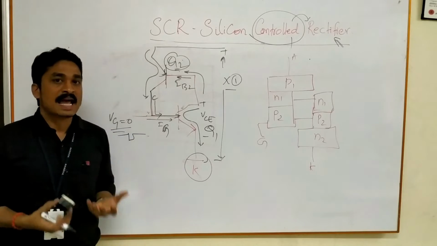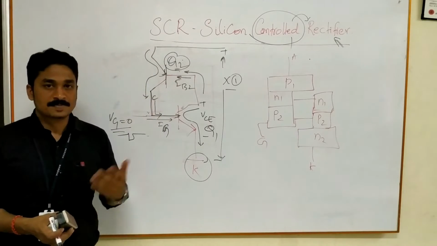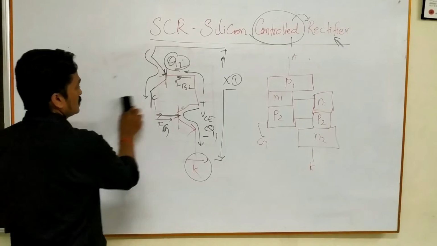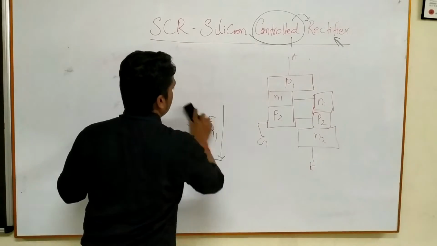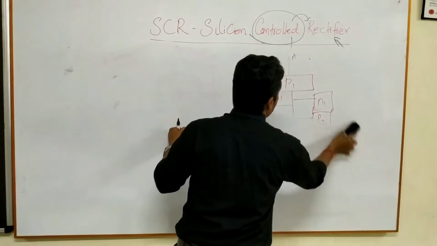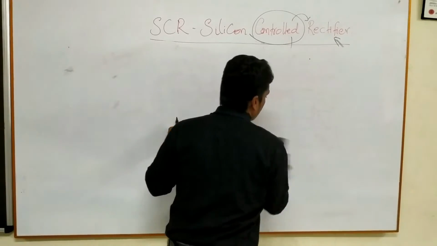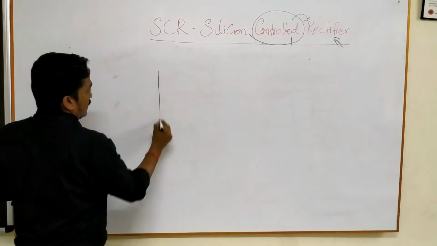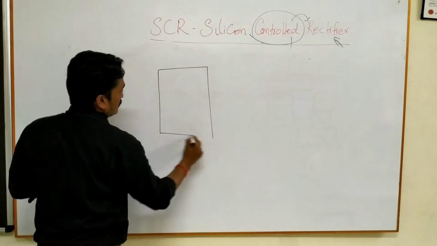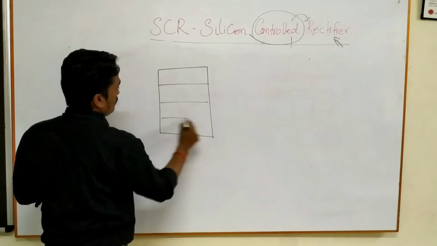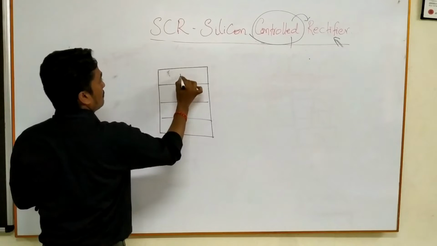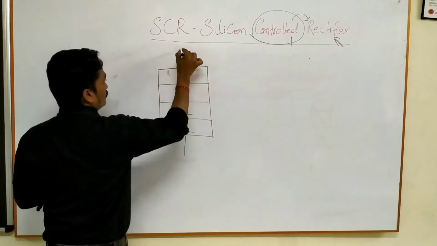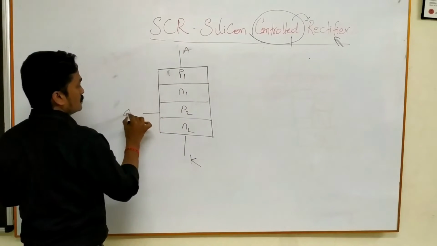But to understand the characteristics of silicon controlled rectifier, especially the VI characteristics, we have to analyze more deeply into this construction. So let me take again the same 4-layered PNPN structure for clear understanding, right? So this is P1, N1, P2 and N2. This is A and this is K and this is G.